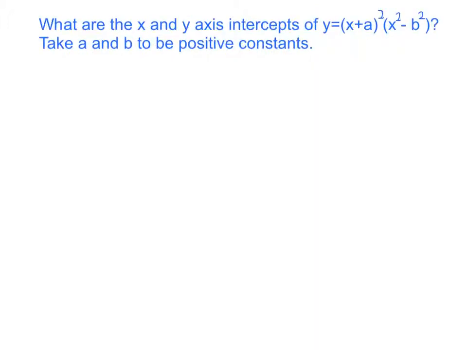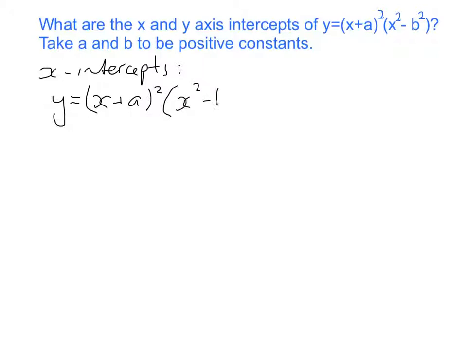What are the x and y axis intercepts of y equals x plus a, all squared, times x squared minus b squared? Okay, in the sheet that I've handed out, it was only asking for the x-axis intercepts, but we'll find the x and y-axis intercepts. For the x-axis intercepts, what we need to do is fully factorise this. So we have y equals x plus a, squared, times x squared minus b squared.